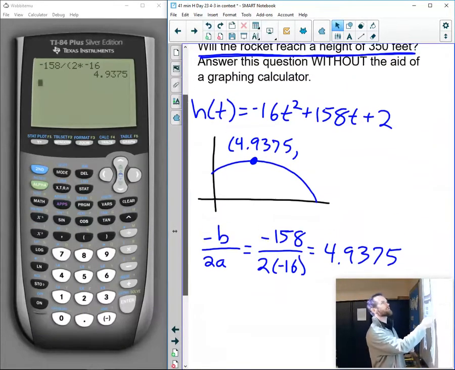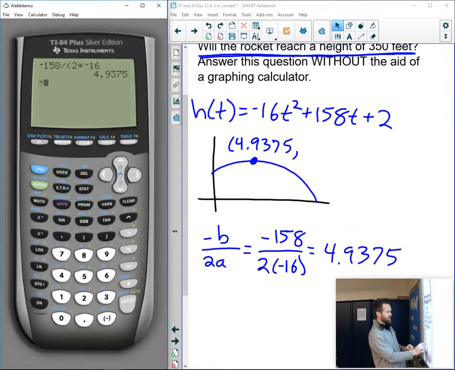So let me scroll up so I can see my function a little bit better. So it's negative 16, parentheses for multiplication. I type in my time, which is 4.9375, close parentheses, square it, plus 158 times 4.9375. Oh, I missed my parentheses there.